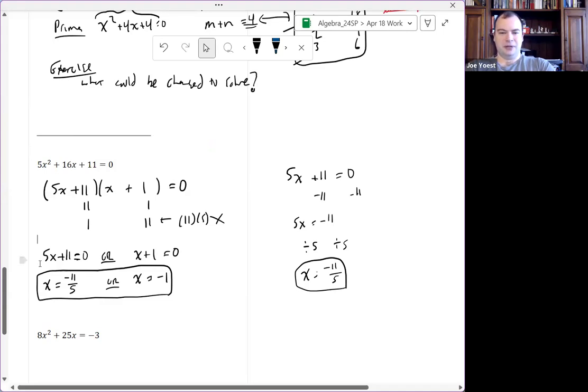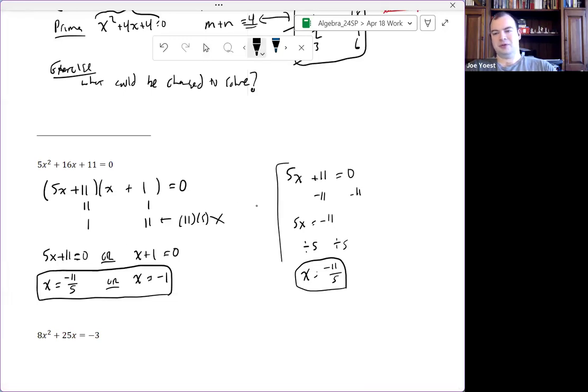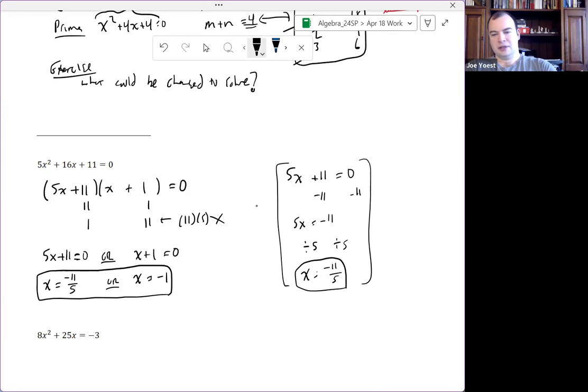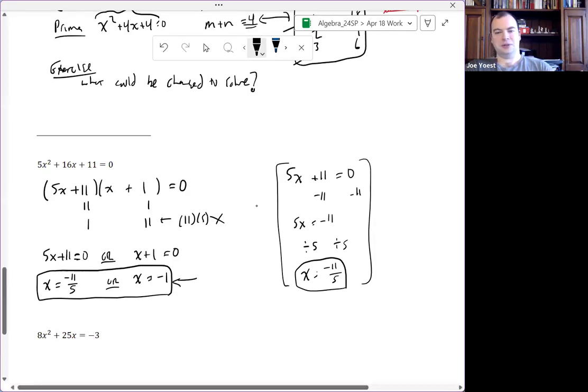My zero product property means that either 5x plus 11 equals 0 or x plus 1 equals 0. x plus 1 equals 0 is easy to solve. x equals -1. 5x plus 11 equals 0. Well, we just come over here and do a couple of linear equation solving steps, and we get x equals -11/5, giving us our two solutions of the quadratic equation, -11/5 and -1.